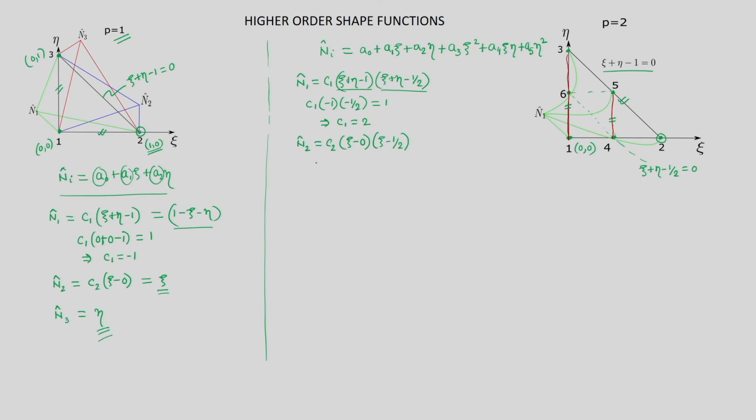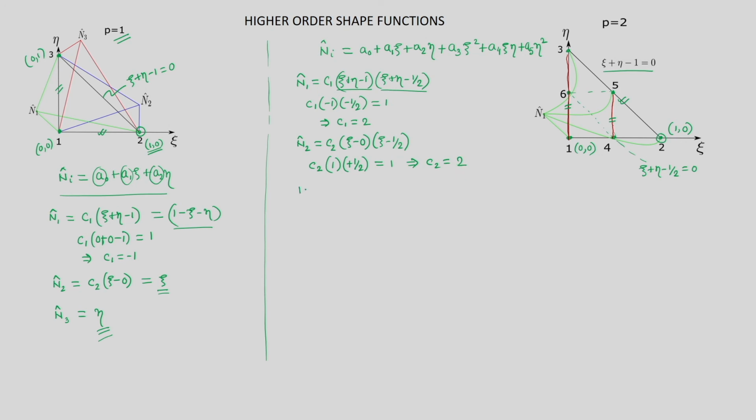Now, similarly for C2, what is the coordinate of the point here? It is 1, 0. So, we put xi equal to 1, eta equal to 0. So, C2 into, at xi equal to 1, eta equal to 0, this is 1 and this is plus half. So, that makes it 1, and this renders C2 as 2.